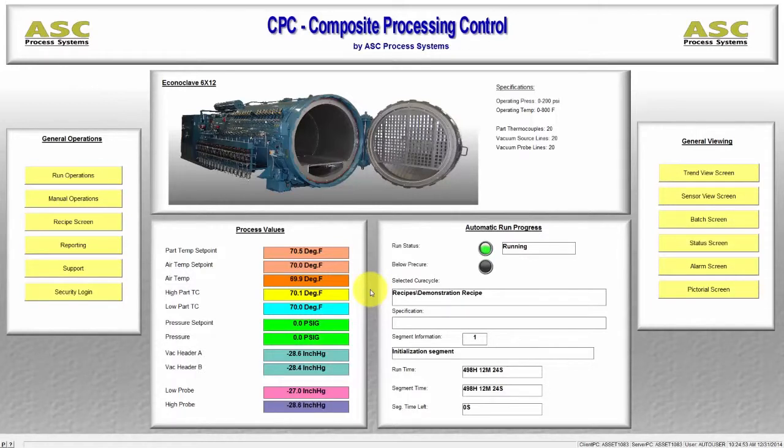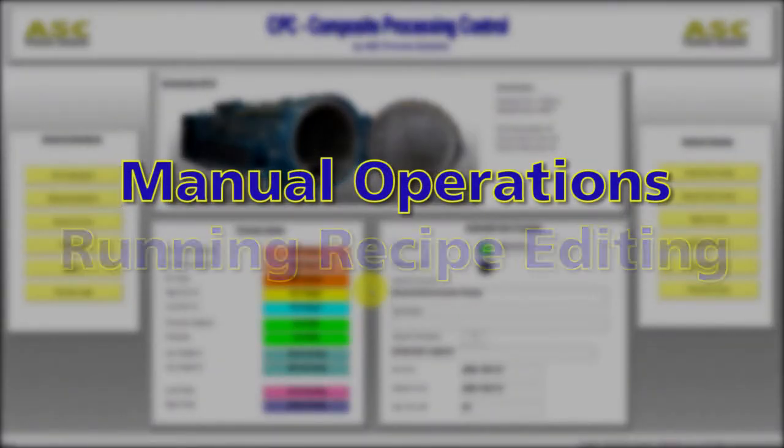This video is part 5 in the CPC Run Operations tutorial series. In this tutorial, we'll cover manual operations and running recipe editing.